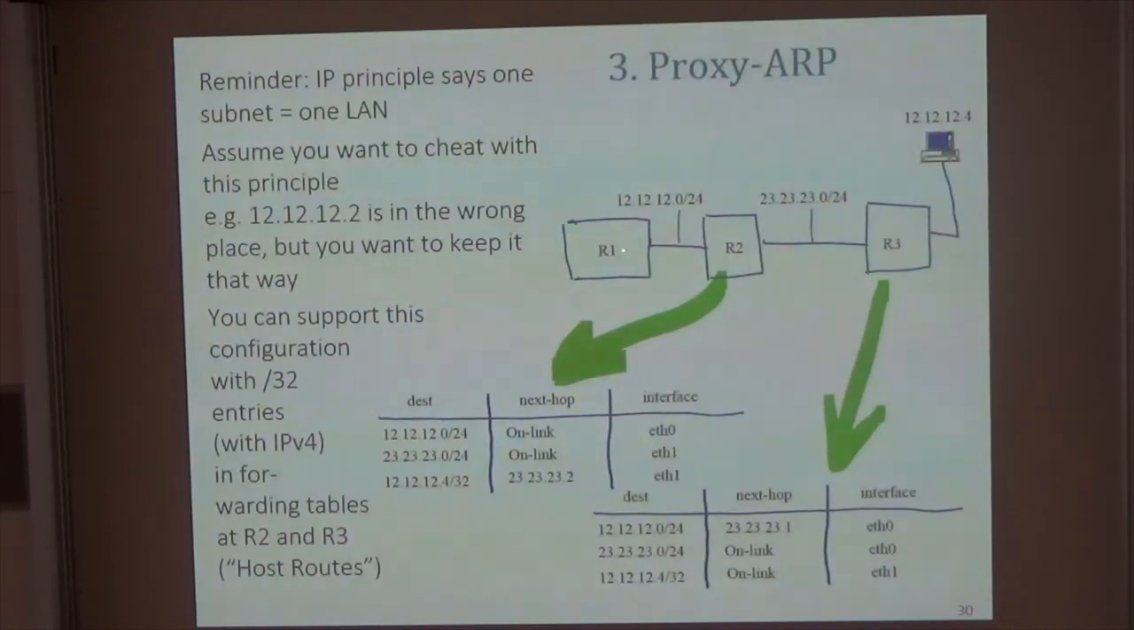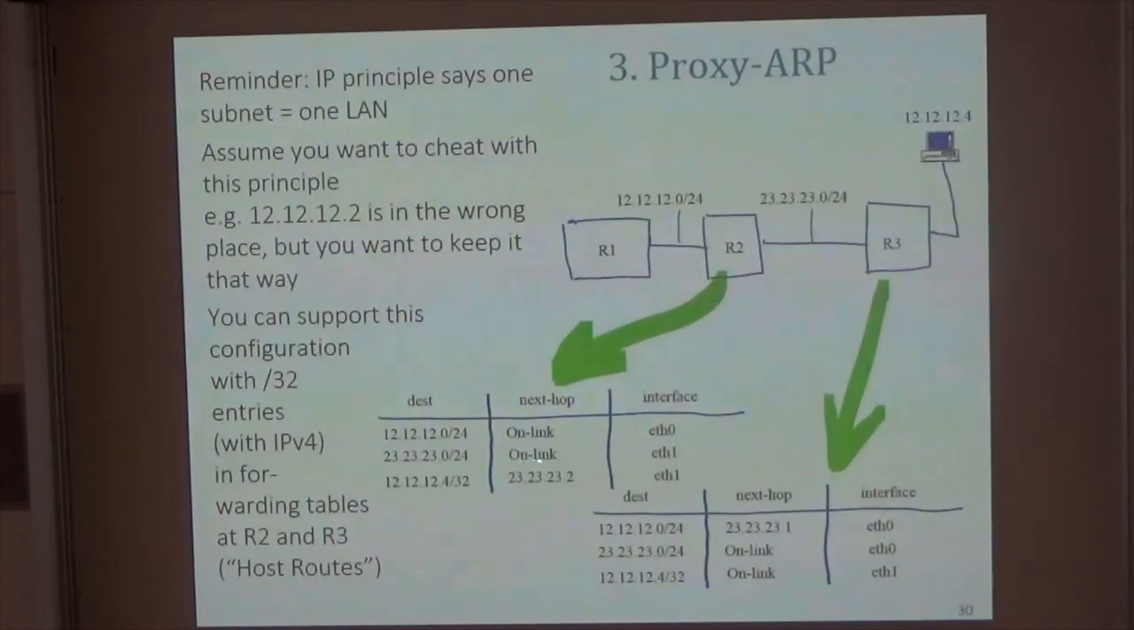Now, assume this is the correct place. So those interfaces are configured with this network mask. Then what would happen if there is a packet that comes here for this destination? Then what will the IP forwarding algorithm do? Well, it will try to find, by looking at the routing table, what are all the prefixes.